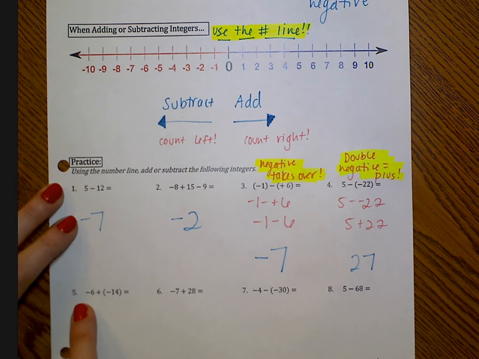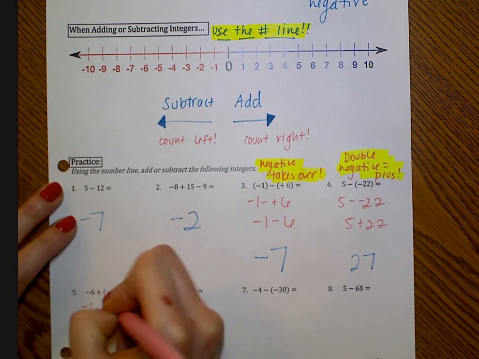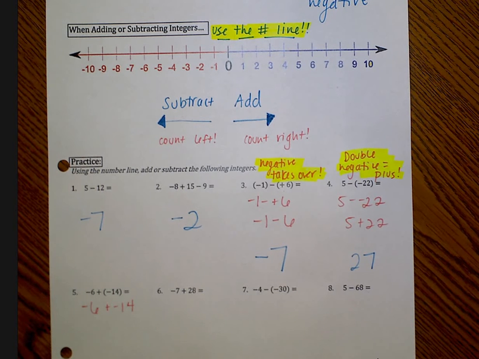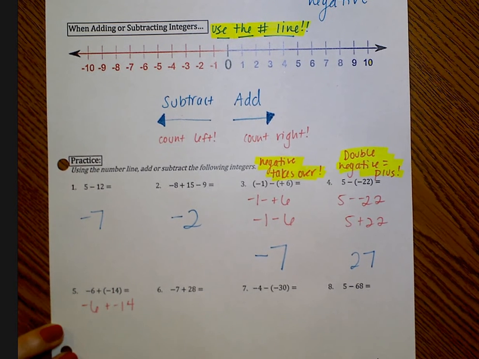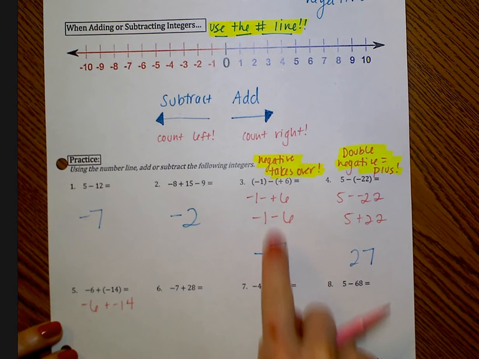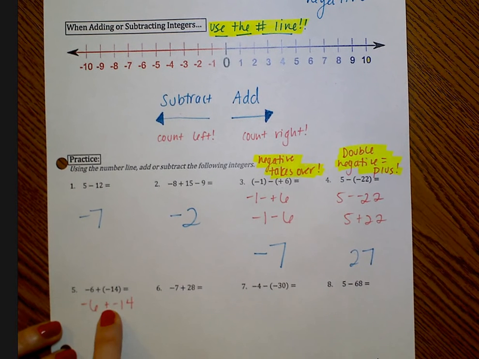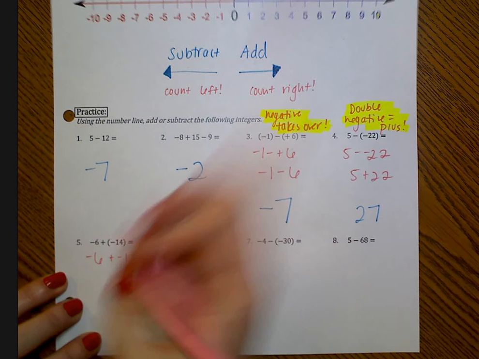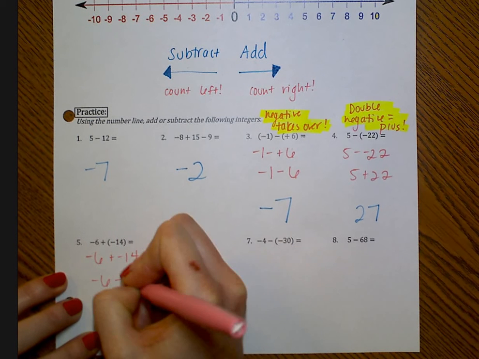Number 5, same idea, and maybe you can look past the parentheses. I don't like them, so I'm going to rewrite it. Again, I see a plus and a minus. It's okay, the order is different. The negative is still going to take over. So that's still going to be -6 minus 14.